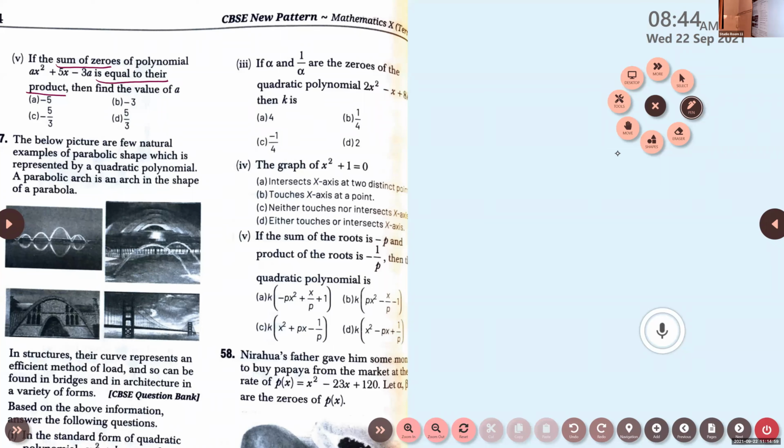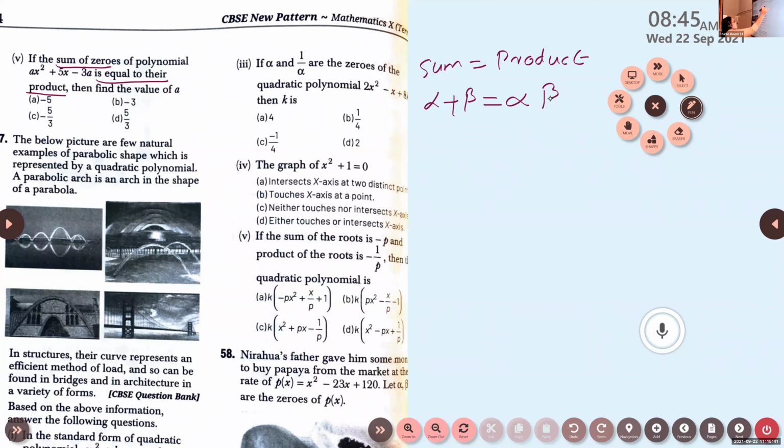Sum of zeros of a polynomial, sum of zeros means, Roshan? Sum of zeros is alpha plus beta. Sum of what is given? Sum of zeros is equal to their product. So alpha plus beta equal to product. It is given that sum is equal to product. So sum is alpha plus beta, product is alpha beta.